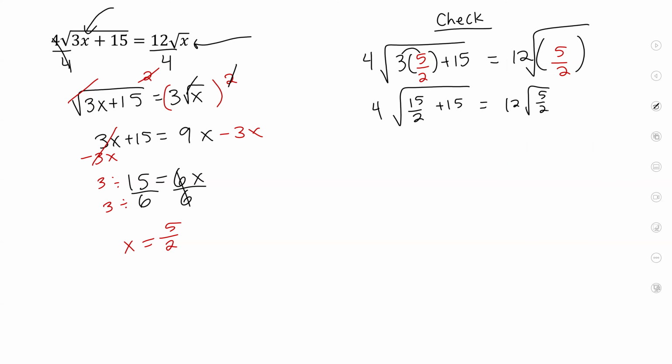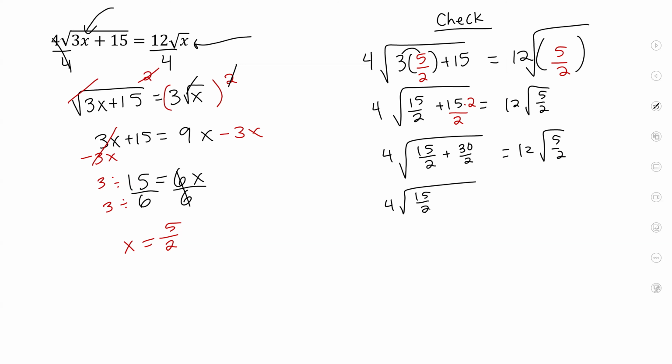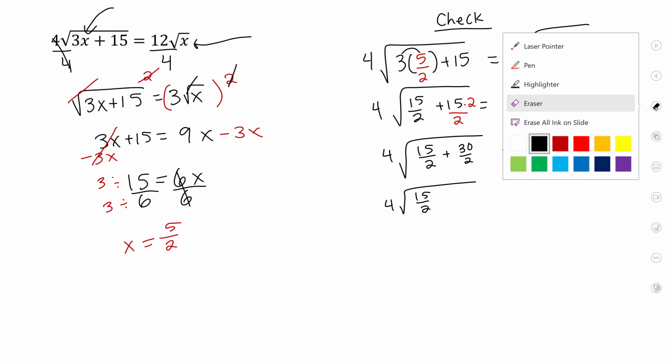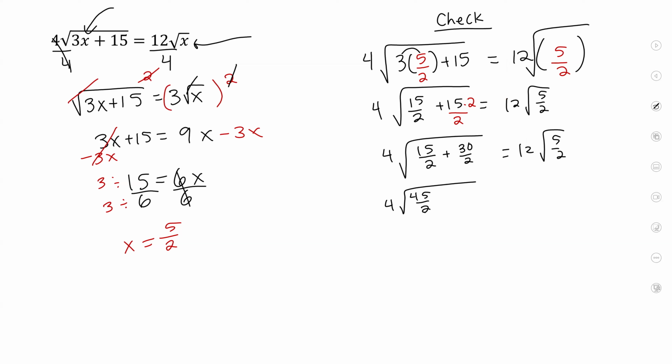Okay, and if I want to add fractions, you need the same denominator. So I'm going to divide top and bottom by 2. So what I get is 4 on the outside. That didn't change. 15 times 2 is 30. Next, I can combine the fractions since I have the same denominator. This is 15. Oh, 15 plus 30 is 45. So this is 45 over 2.